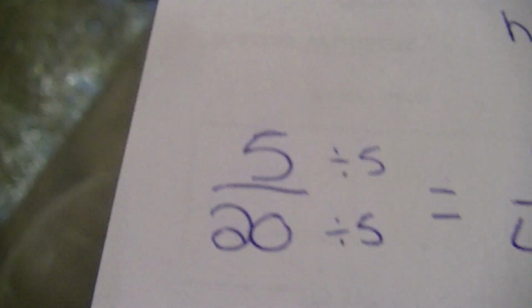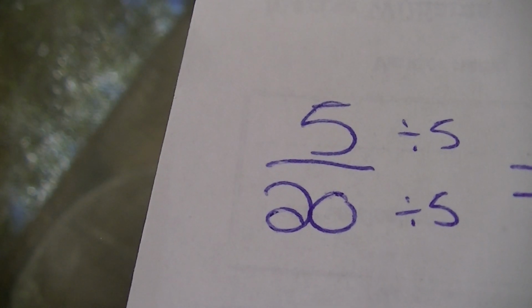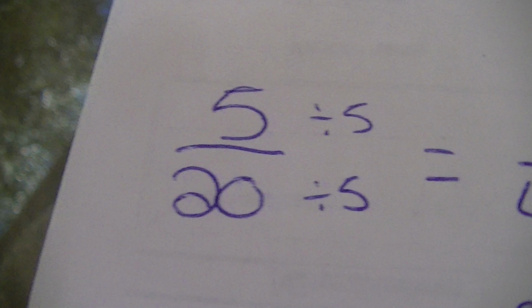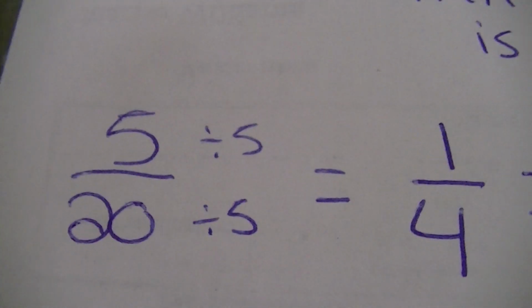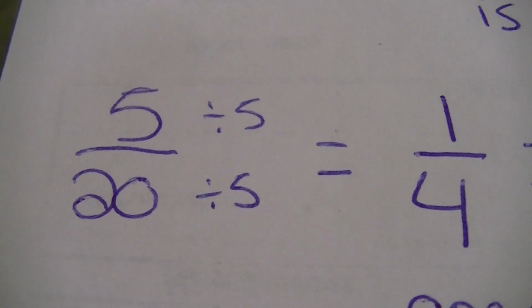If we have 5 over 20, what number goes into both of them? Well, 5, right? We're going to divide by 5 on both of these. Whatever I do to the bottom, I have to do to the top. I can't do different numbers on the bottom and the top. It has to be the same, okay? So 5 goes into 5 one time, and it goes into 20 four times.